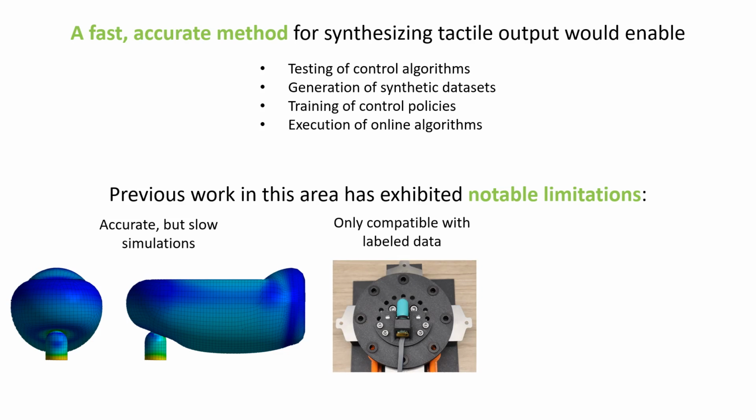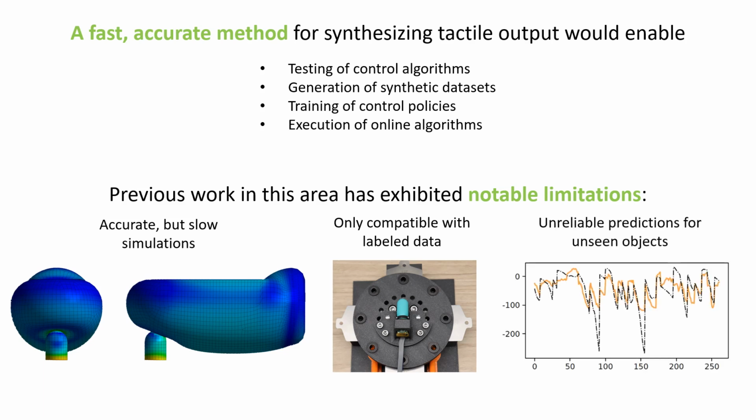Second, the learning frameworks have typically been fully supervised. They've required careful experimental setups to make sure that simulated and experimental interactions used for training are essentially identical, and they've been unable to leverage unlabeled data collected in a free-form manner. Third, the frameworks have produced insufficiently accurate predictions of sensor electrical signals for contact with unseen objects.